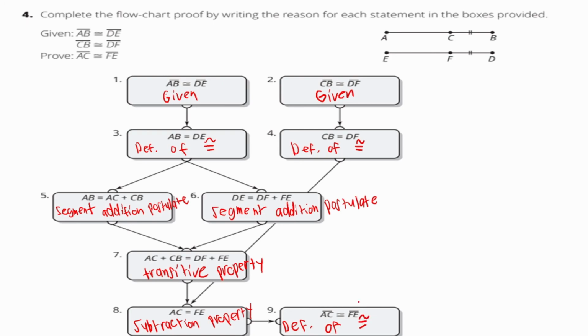We're just going in the other way this time. Here we went from congruent to equal. Here we went from equal to congruent. And there we go. We completed our proof.